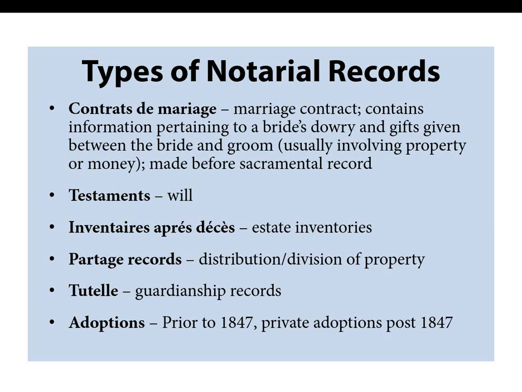So the marriage contract can provide a lot more detail than just the sacramental marriage record that you'll find in the Drouin collection. Notaries also recorded wills and estate inventories too, and as we know, those are essential in genealogical research. And you'll also find some adoption records in notarial records as well.